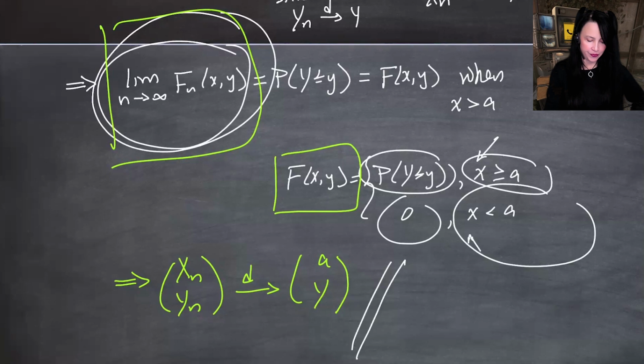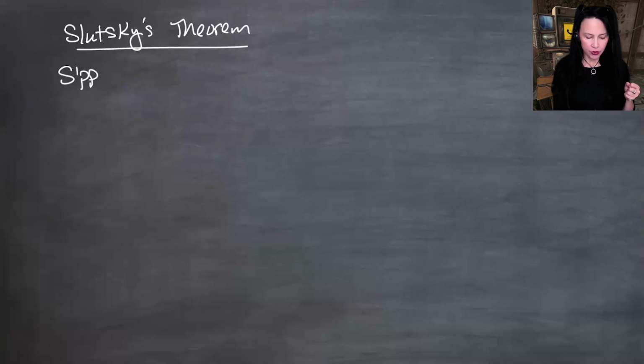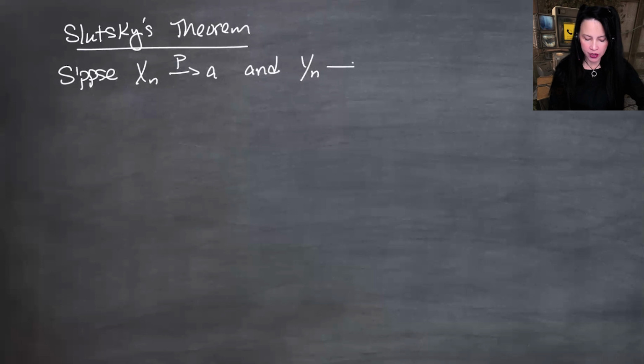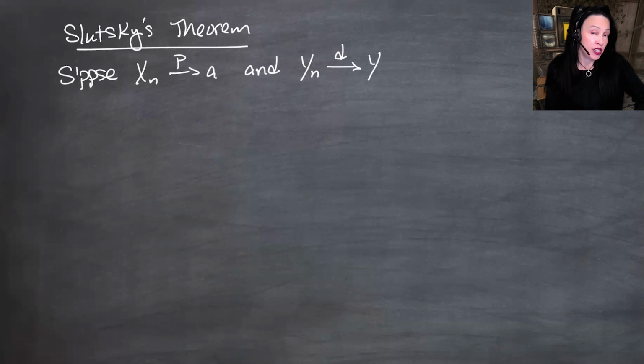So let's go. So suppose we have a sequence of random variables, x1, x2, x3 on up, that converges in probability to a constant, and I'm going to call it A. So xn converges in probability to A, and I'm going to suppose that we have a sequence of random variables, y1, y2, etc., that converges in distribution to a random variable y, which could potentially be its own constant, but it can also be a random variable.